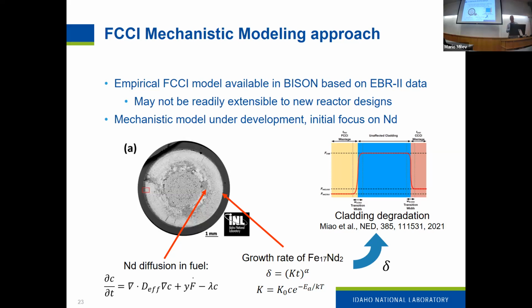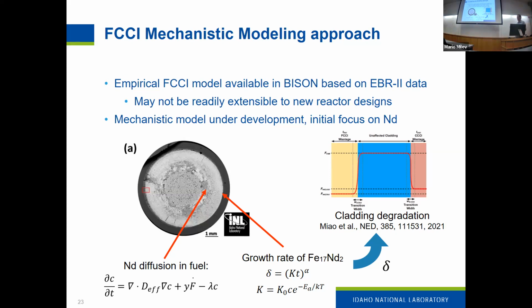The basic idea is that we want to calculate the diffusion. We're initially focusing just on neodymium because it's the most prevalent species. We want to calculate its production, its transport through effective diffusion. We also account for the decay with this lambda C term. And that allows us to figure out how fast it's getting to the edge of the fuel pin.